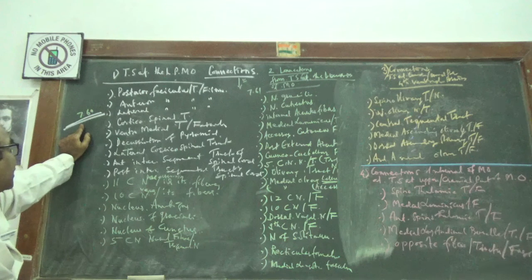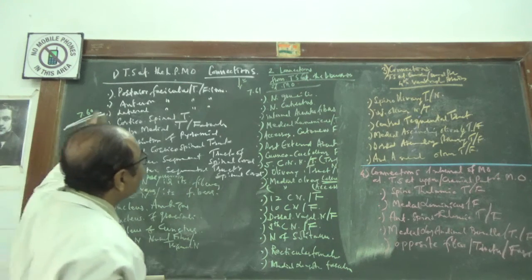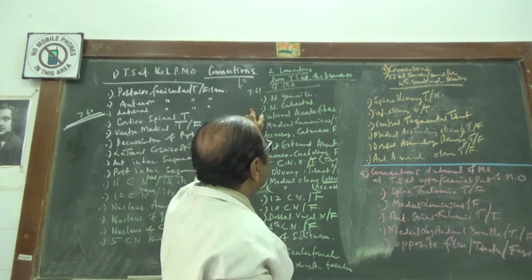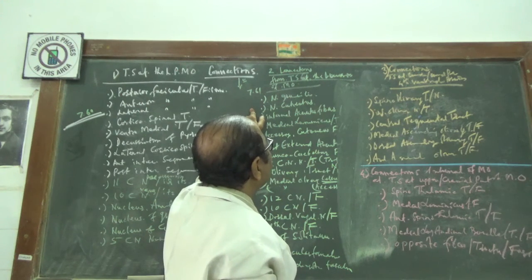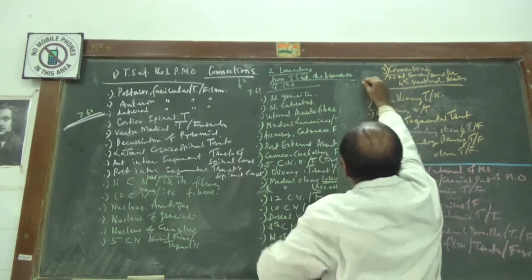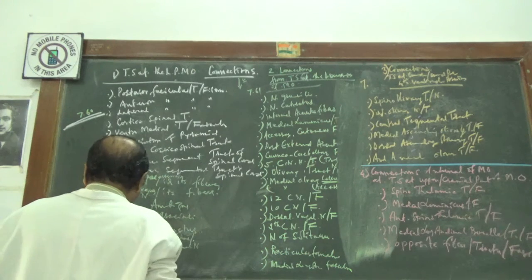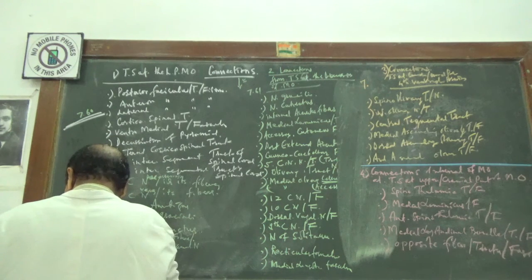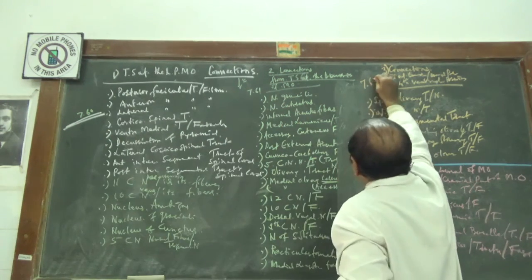First, figure 7.60 in the 35th-36th edition of Gray's. Another, the connections at the level of the internal, in 7.61, at the level of the decussation of the medulla oblongata in the 35th-36th edition of Gray's. And you will be having a third, this will be available in the schematic diagram, specially in 7.63.